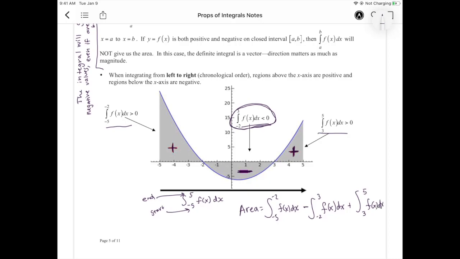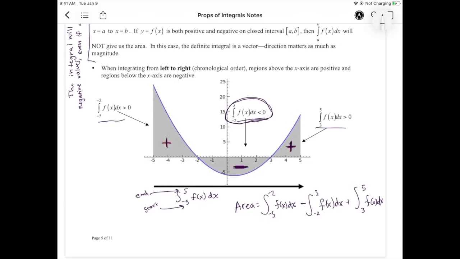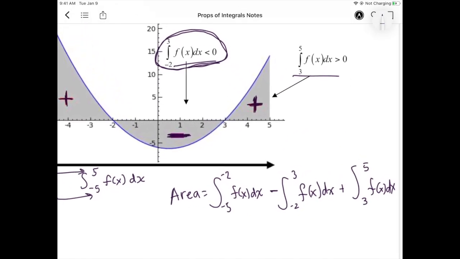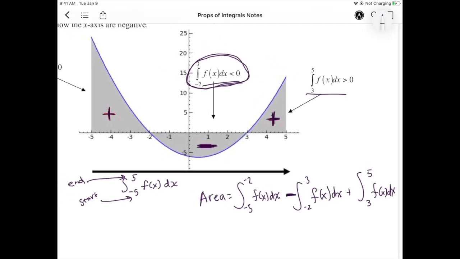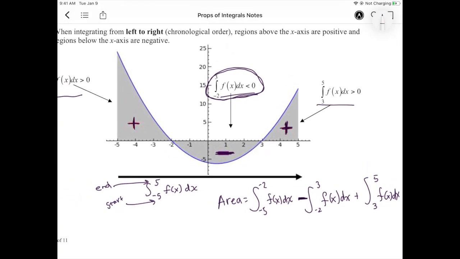Okay, so if I wanted the area, I am using the properties on the next page, those two properties that I highlighted, and this is what I had to do. So I had to split it up, and I had to make one of them negative since the integral ended up being negative. But if I did all this, this would give me the area of the shaded region up there. Okay, this is the end of this video.